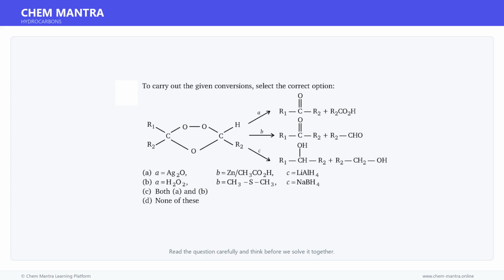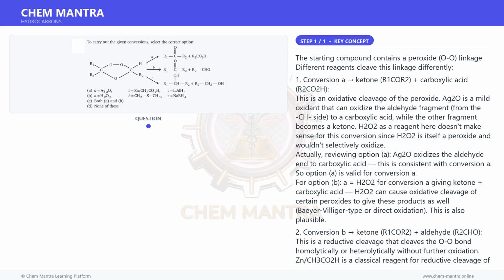Here is a question. Read it carefully and think about the answer. Let us solve it step by step. Let us first understand the key concept here. The starting compound contains a peroxide O–O linkage. Different reagents cleave this linkage differently.